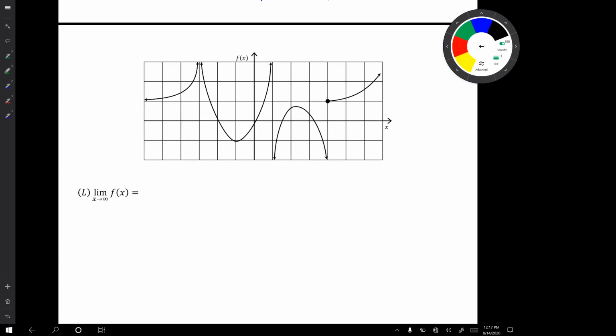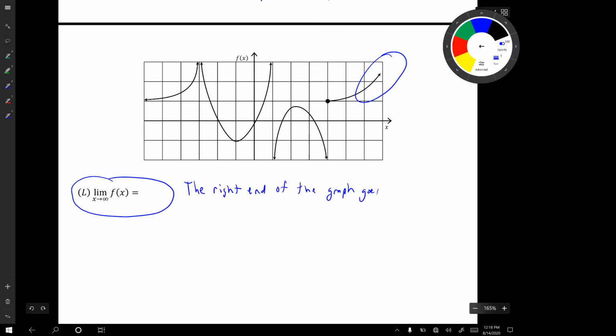Finally, we ask, what is this limit? Now that refers to the right end of the graph. The right end of the graph goes up without bound. So the shorthand notation for that is that we put this symbol here. This is spoken: the limit as x goes to infinity of f of x is infinity.